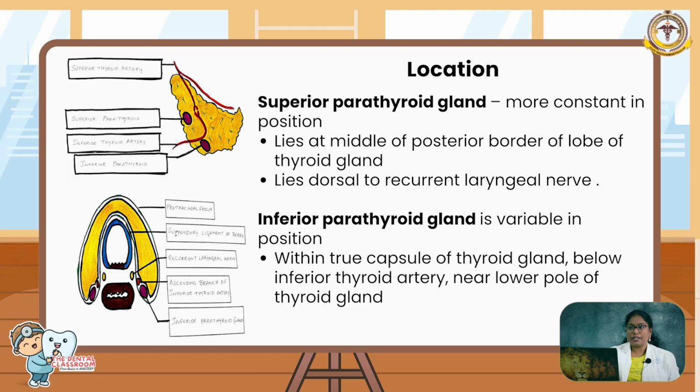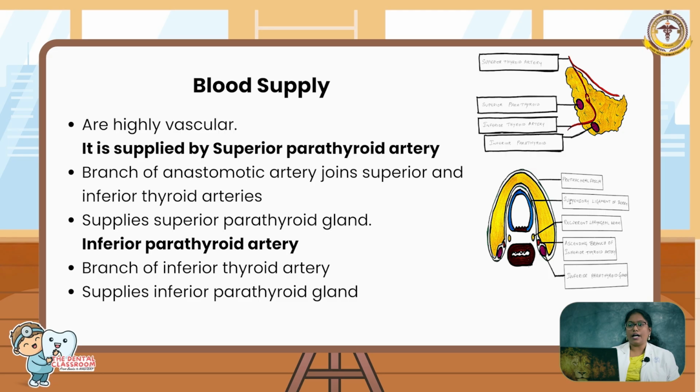Location: the superior parathyroid glands are more constant in position, lying at the middle of the posterior border of the lobe of the thyroid gland, horizontal to the recurrent laryngeal nerve. The inferior parathyroid gland is variable in position within the true capsule of the thyroid gland, below the inferior thyroid artery, near the lower pole of the thyroid gland. Parathyroid glands are highly vascular.